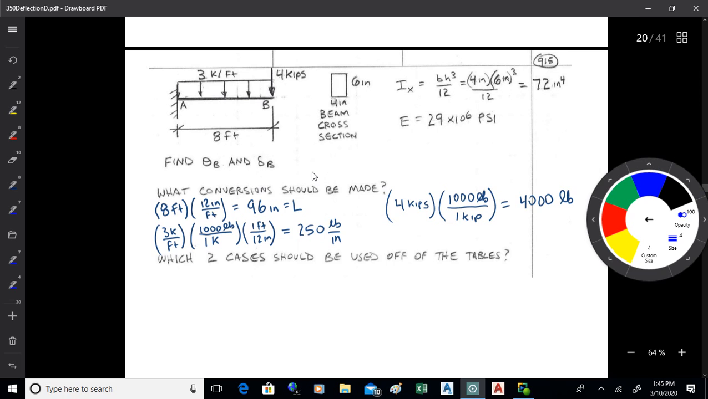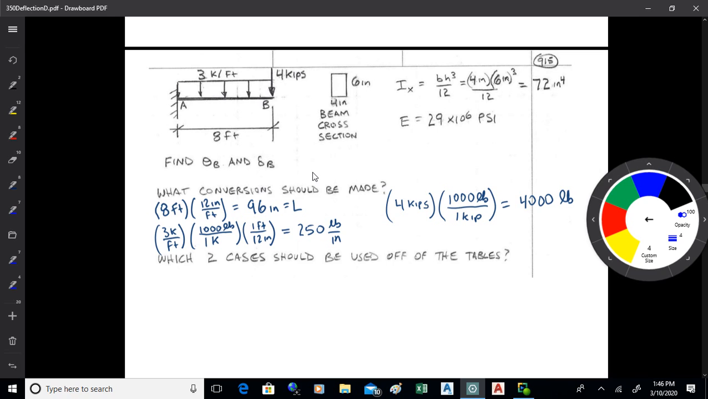All right, now what we're going to do here, we're just going to go to the cantilever table and look at that. If you look at the cantilever table, it's not really super complicated. We've got one case that's for a distributed load on a cantilever, and then another case that's for a cantilever with a load at the end. It's the first one and the third one.